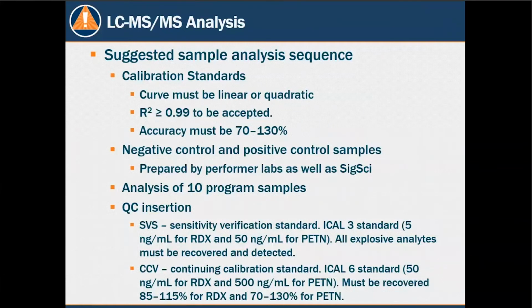So of the 10 program samples, what we'd usually analyze first were the Teflon transfer strips from the TSL. Then we would run a QC insertion with an SVS, or a sensitivity verification standard. That would tell us, is the instrument as sensitive as we expect it to be? And then we run a CCV, which is a continuing calibration verification standard, which would tell us, is the instrument running at the calibration that we expect it to? As long as both of those passed, we could keep running.